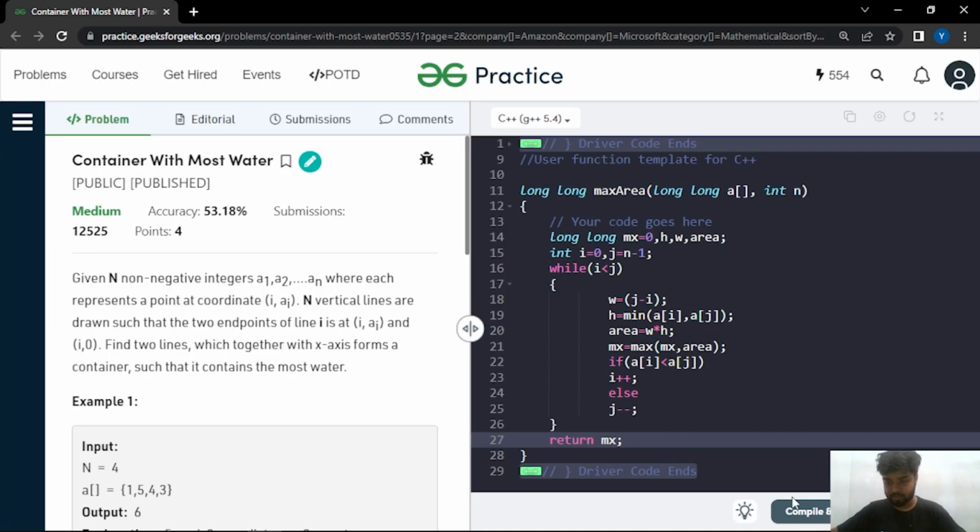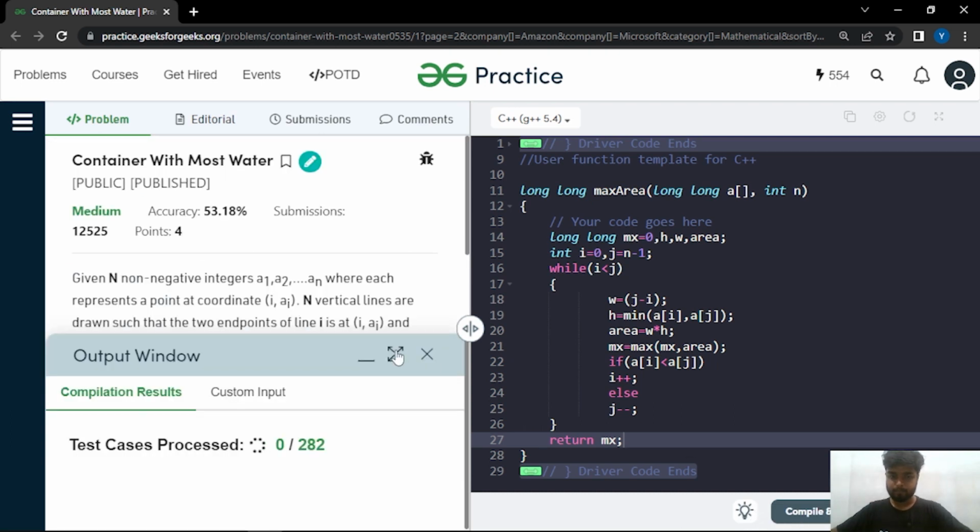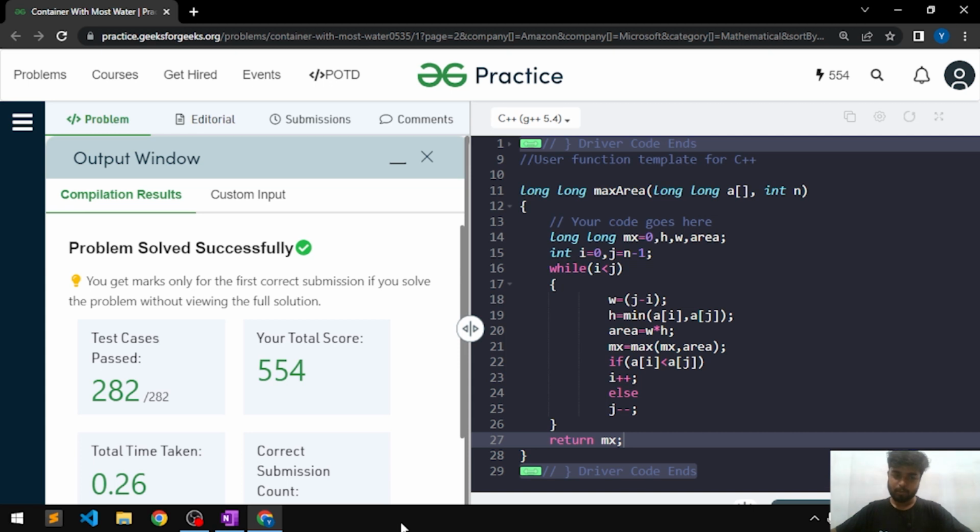Let's try and compile this code to see if there is any error in this code or not. So it gives the answer as 6. Let's try to submit this code as well. So you can see that our solution was able to pass all the test cases.